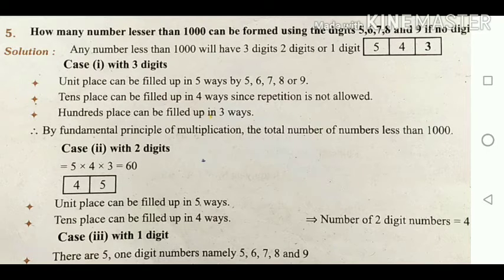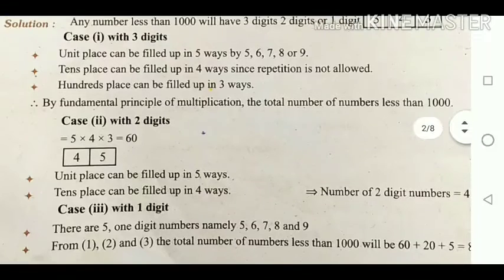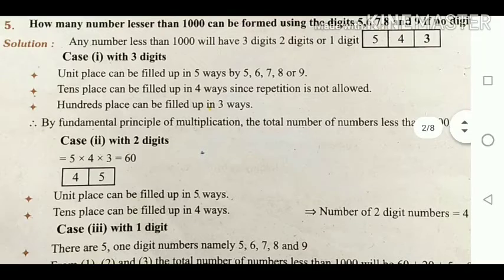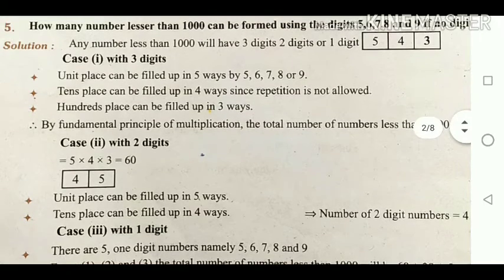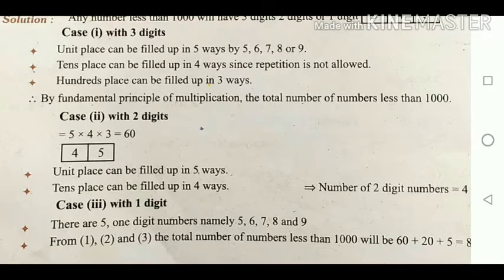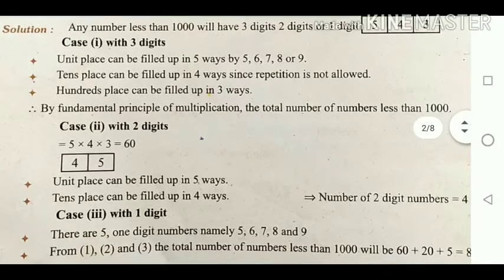Then the hundreds place can be filled in 3 ways, because after taking one number for the tens place, we have only 3 numbers. So it is filled in 3 ways. This is for the 3-digit case. But less than 1000 includes 3-digit numbers, 2-digit numbers, as well as 1-digit numbers. Therefore, by the fundamental principle of multiplication, we consider case 2, the 2-digit number.